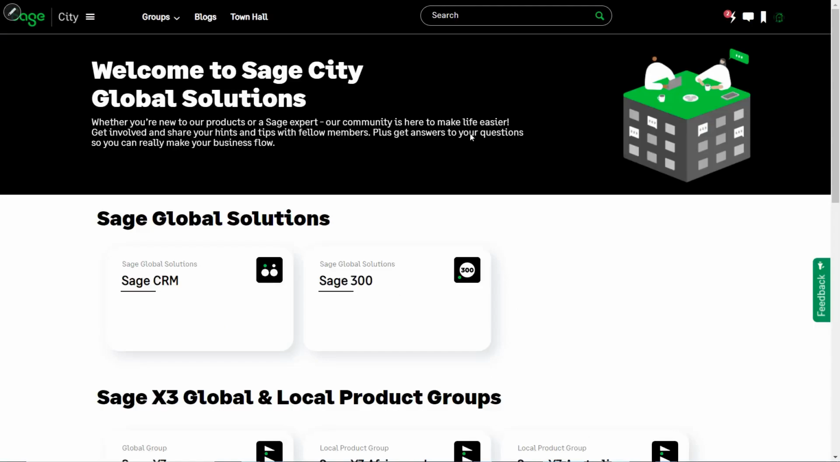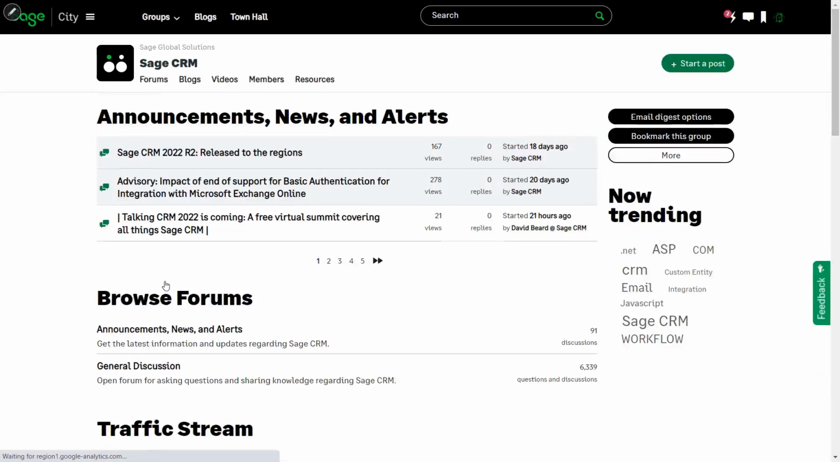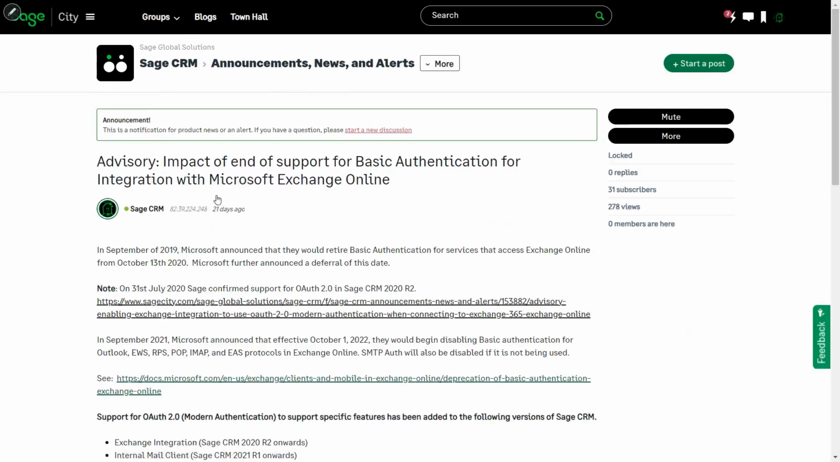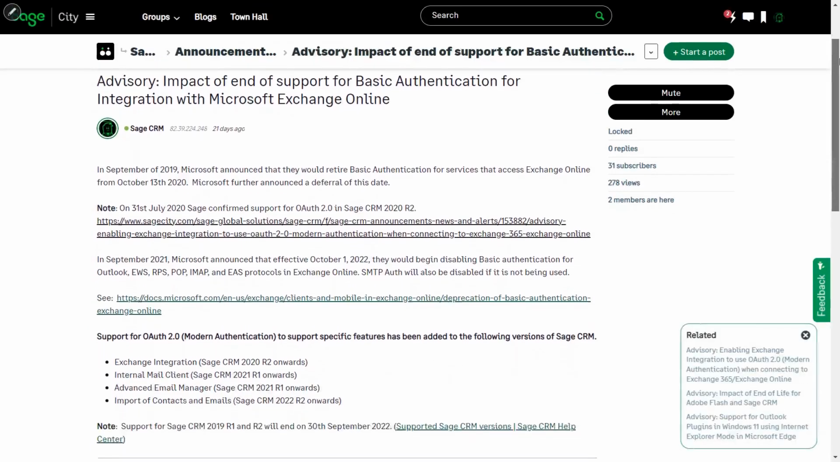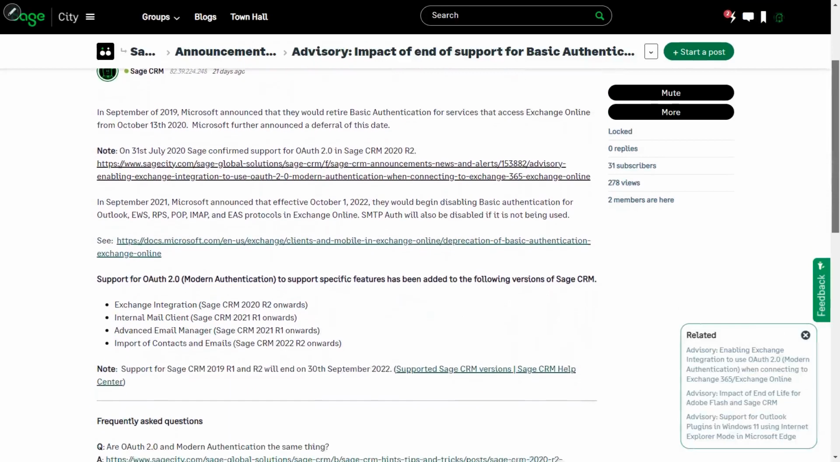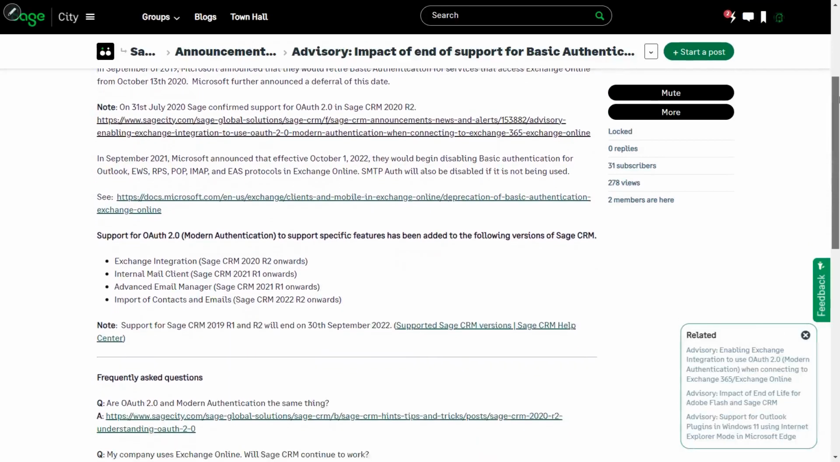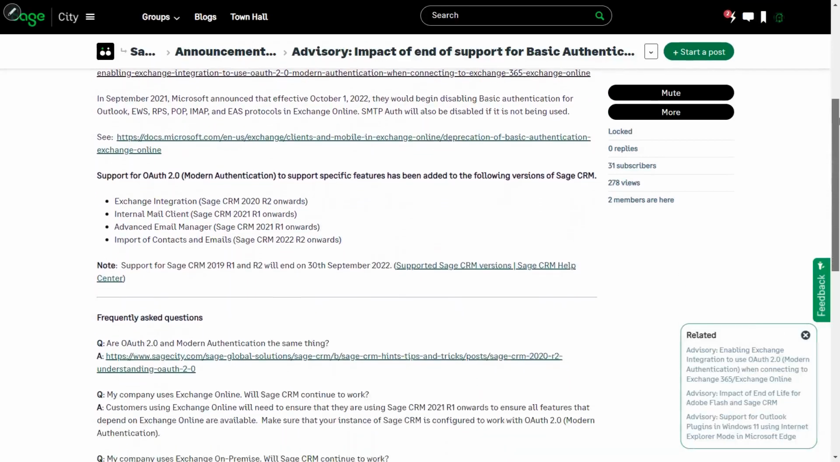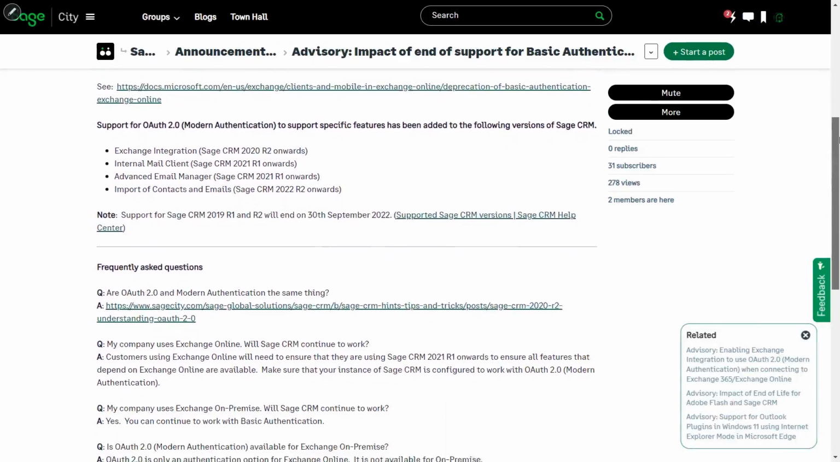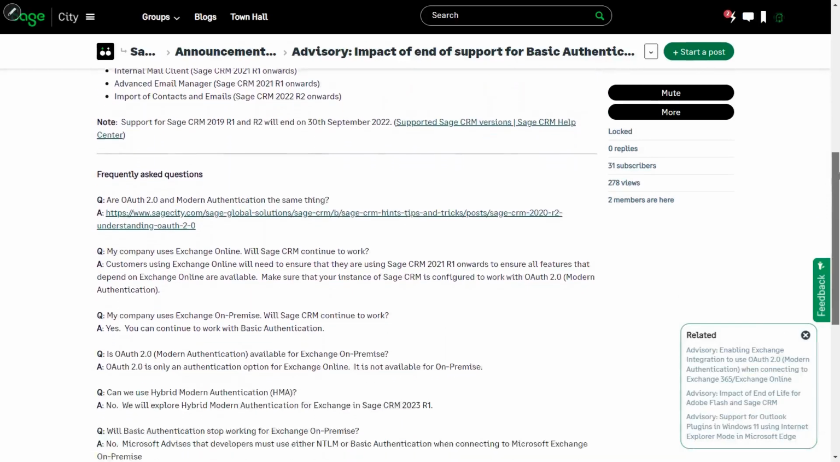Right at the end of last month, that's August of 2022, I wrote an advisory on Sage City talking about the impact of the end of support for basic authentication on Sage CRM's integration with Microsoft Exchange Online. And that's essentially all about something called the deprecation, or the end of inclusion, of basic authentication and the rise of something called OAuth 2.